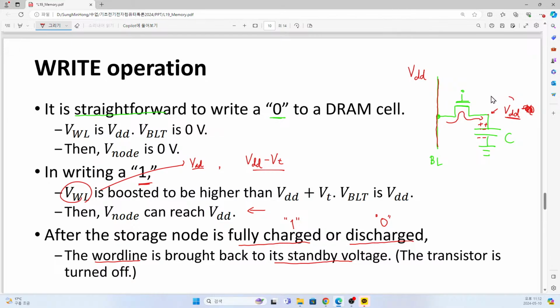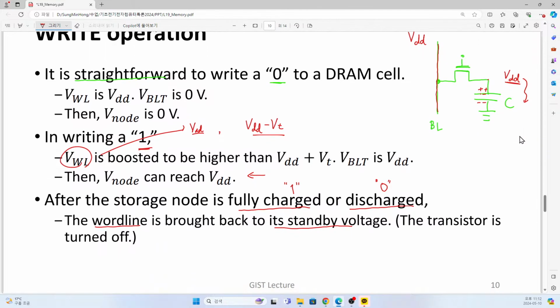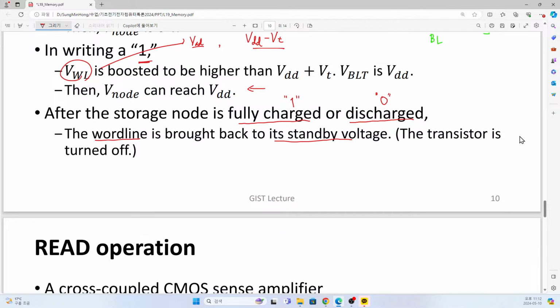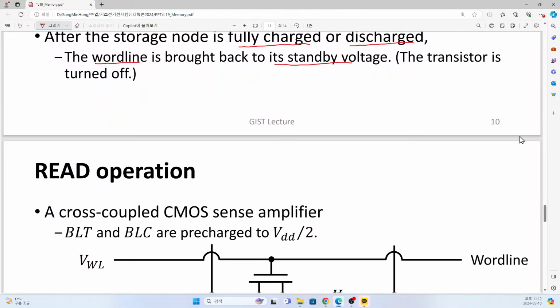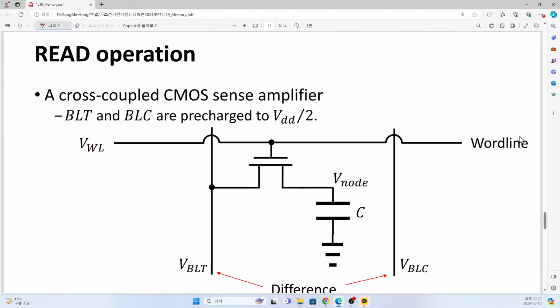So as we have already discussed in our previous slide, if we have VDD as a stored value, after some time this VDD will decrease. So before completely losing this storage charge, we have to restore its value again and again. But anyway, for a short time we can store that information. So that was the writing operation.